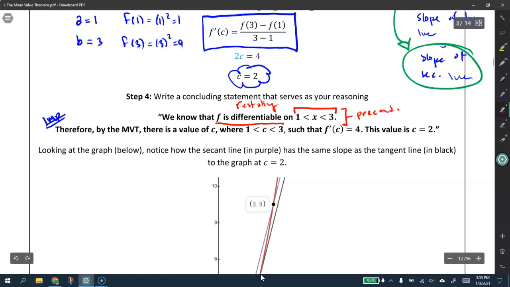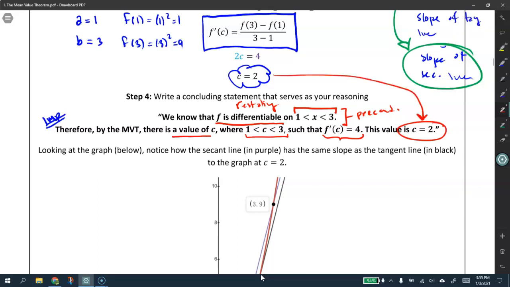You say, therefore, by the mean value theorem, there is a value c in that interval 1 to 3 so that the derivative is equal to 4. That's the question that they had asked. And you conclude by saying that value is 2. So you had already shown your work for it, and you're now expressing it as a statement.